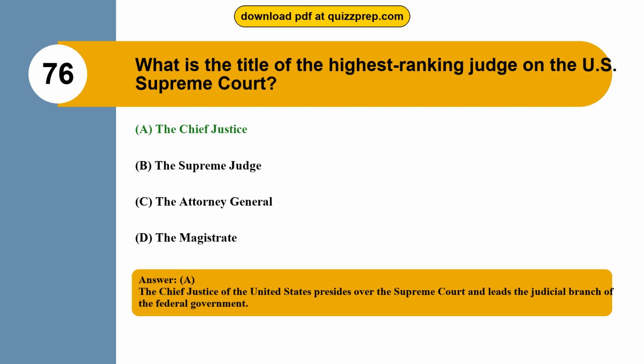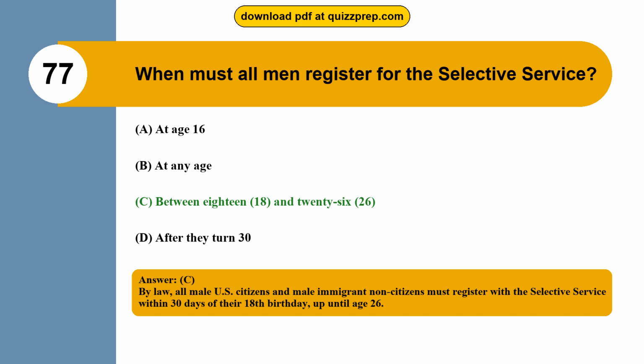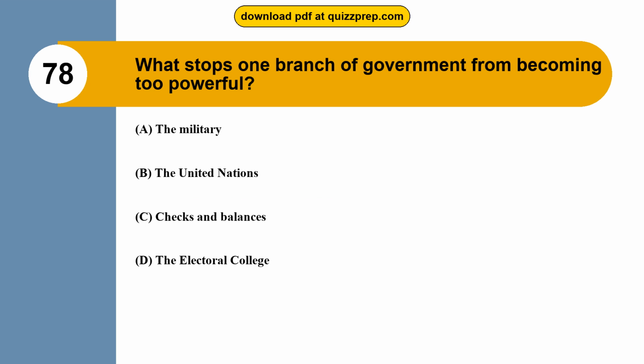Question 77. When must all men register for the Selective Service? Option A, at age 16. Option B, at any age. Option C, between 18 and 26. Option D, after they turn 30. The correct answer is option C, between 18 and 26. By law, all male U.S. citizens and male immigrant non-citizens must register with the Selective Service within 30 days of their 18th birthday, up until age 26.